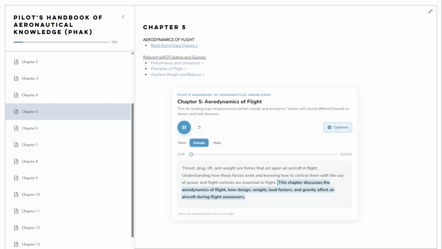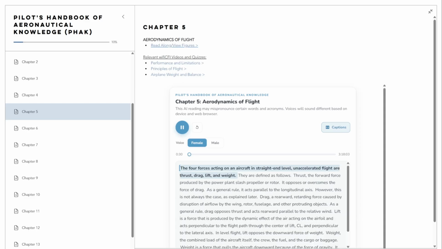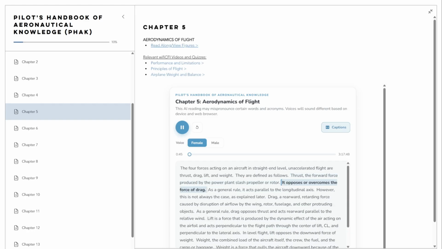The four forces acting on an aircraft in straight and level, unaccelerated flight are thrust, drag, lift, and weight. They are defined as follows. Thrust, the forward force produced by the power plant/propeller or rotor. It opposes or overcomes the force of drag. As a general rule, it acts parallel to the longitudinal axis. However, this is not always the case, as explained later.